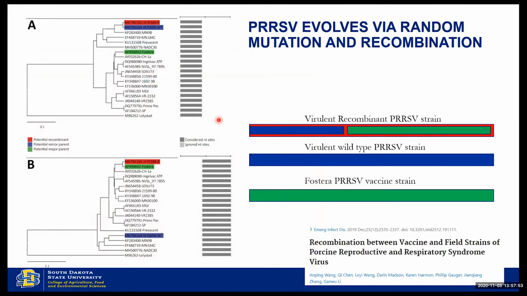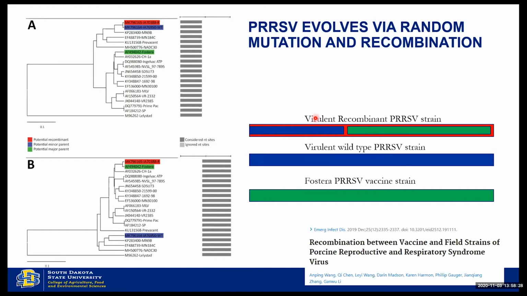I mentioned recombination. This is a paper that was published just recently, where researchers at ISU identified a recombinant virus between a vaccine and a wild type PRRS strain. And again, what happens here is if I've got two strains of PRRS, so let's say a virulent wild type strain here in blue, and then this Fostera vaccine strain in green, if both those viruses get in the same pig, they can recombine. And what essentially comes out is this strain up top, this recombinant PRRS.